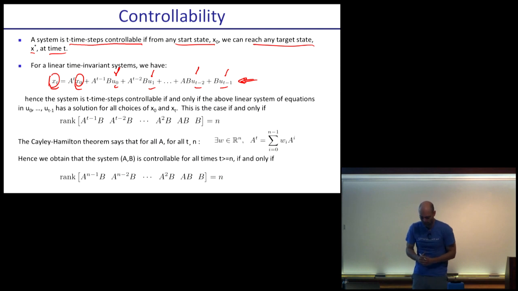If that's the case, if there's a solution for that for every choice of x0 and xt, then it's t time steps controllable. Now, remember your linear algebra class? A system of linear equations has a solution if it's a full rank system of equations. So what does that mean here? If the rank of the matrix consisting of submatrices stacked next to each other is n, the dimensionality of the state space X, then there will be a solution, or potentially multiple solutions, but at least one, and that's all we need. And then the system is t time steps controllable.